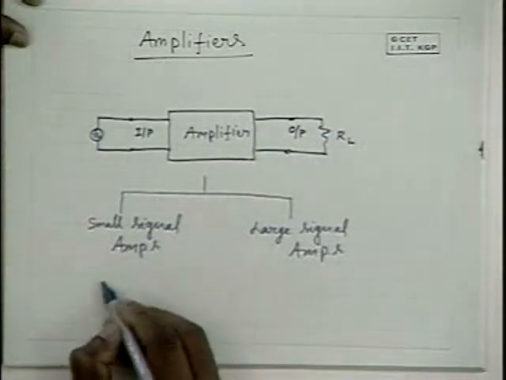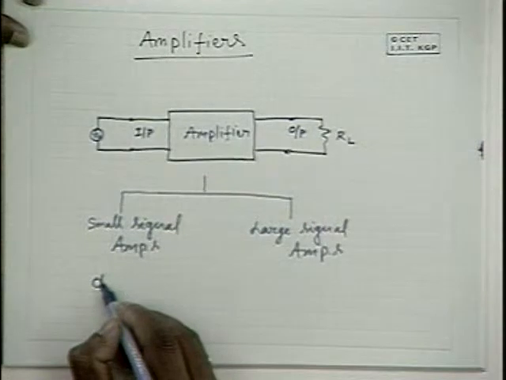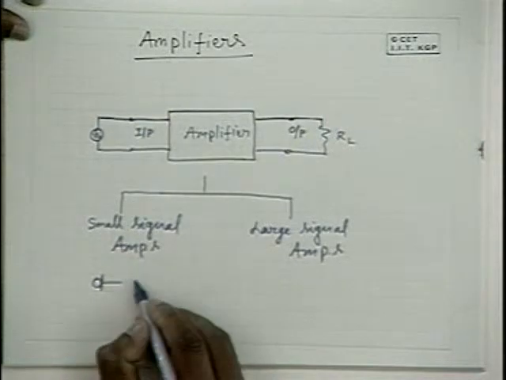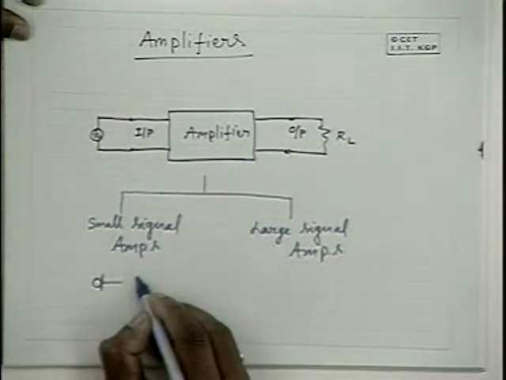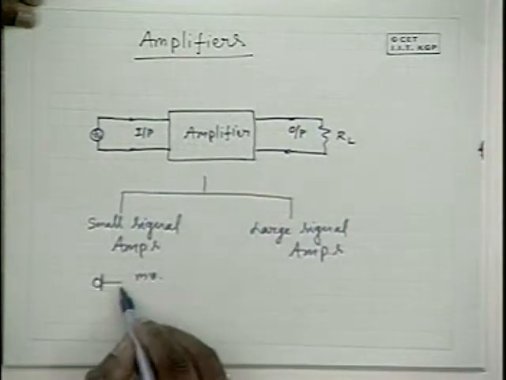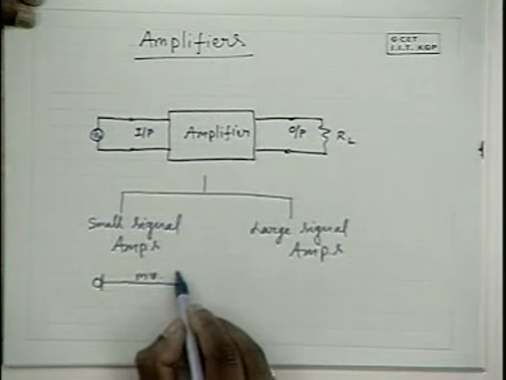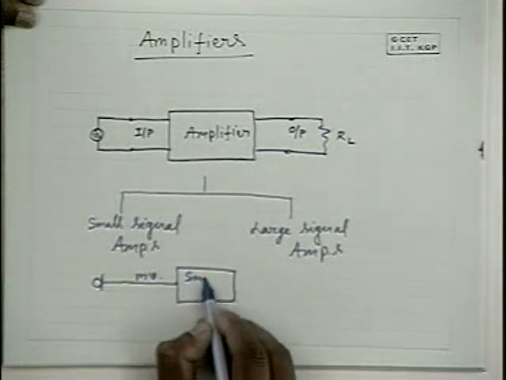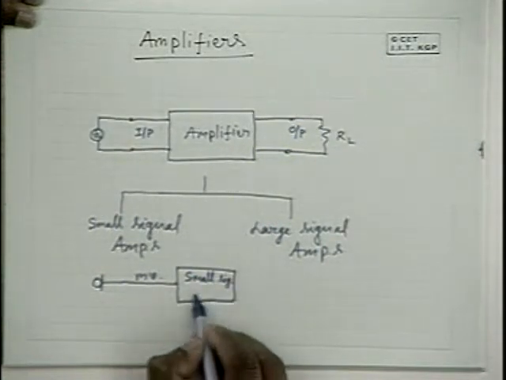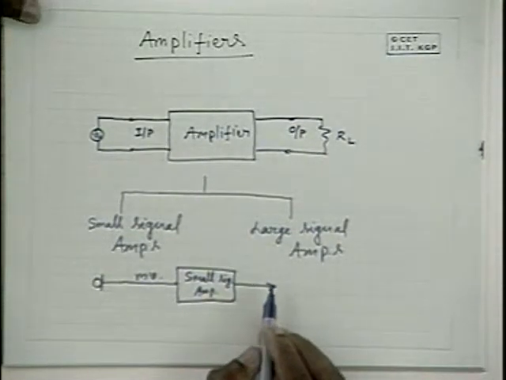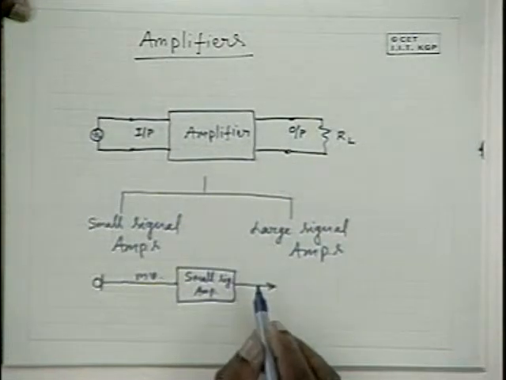For instance, a microphone picks up voice signals, and the amplitude of the voice signal is of the order of millivolts. It's a small signal. Then we amplify such microphone signals through a small signal amplifier, and bring its output voltage level to a high voltage that is of the order of a few volts.